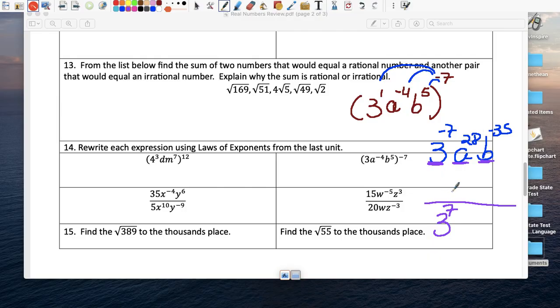A to the 28 stays up in the numerator because it's positive, so there's nothing to do. b to the negative 35th goes to the denominator and becomes positive. So that's your final answer. Everybody has a positive exponent.